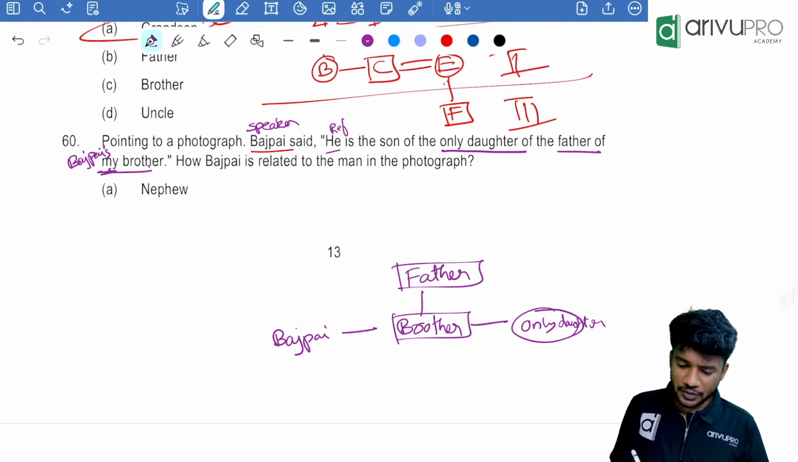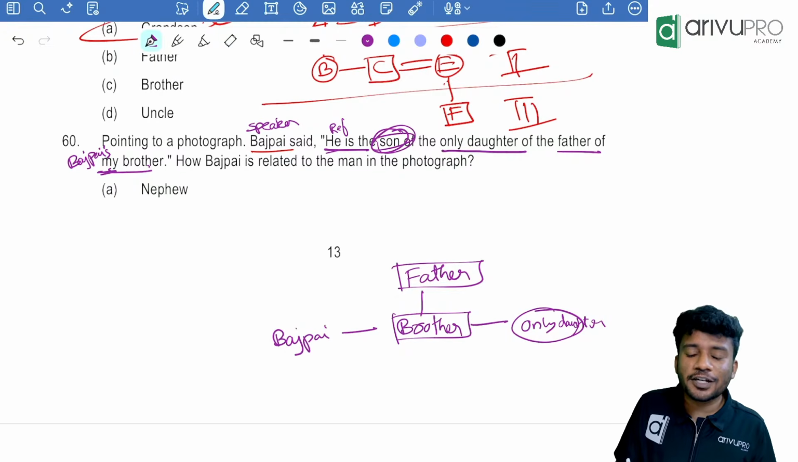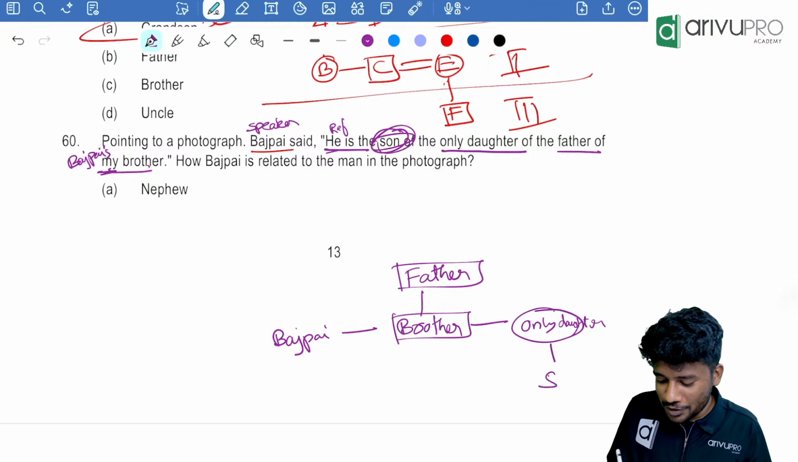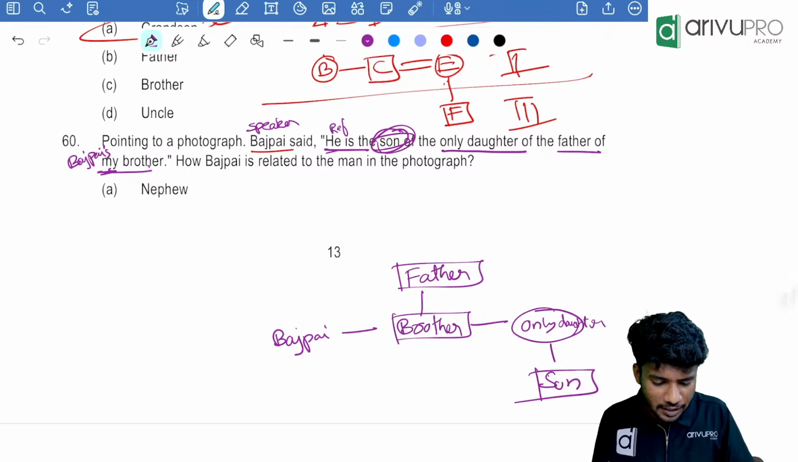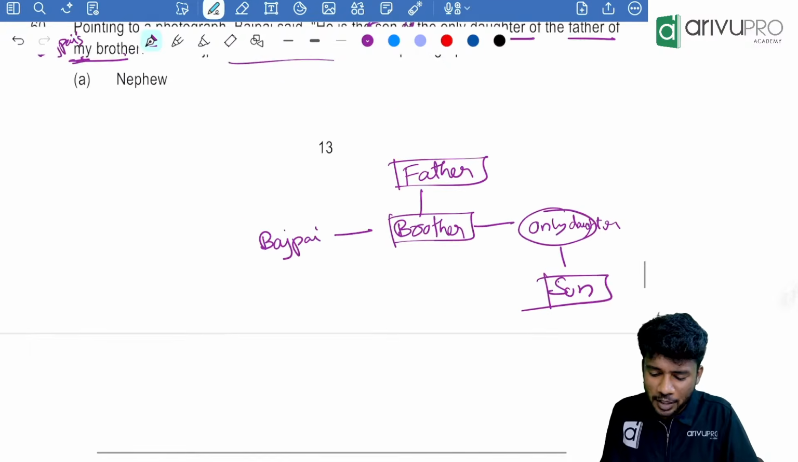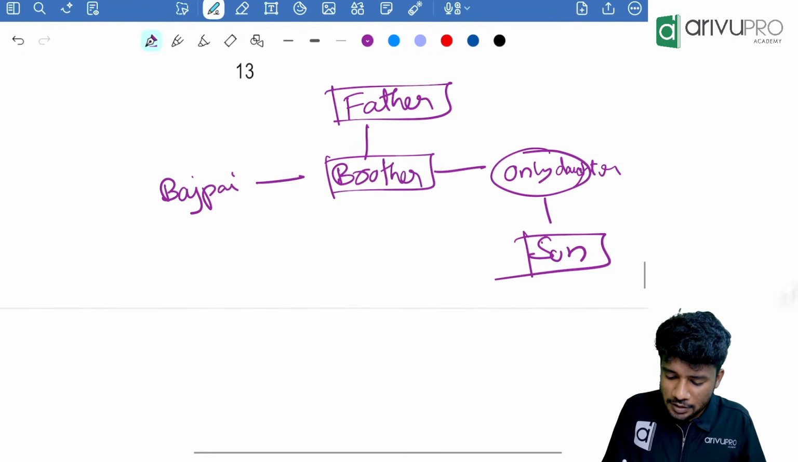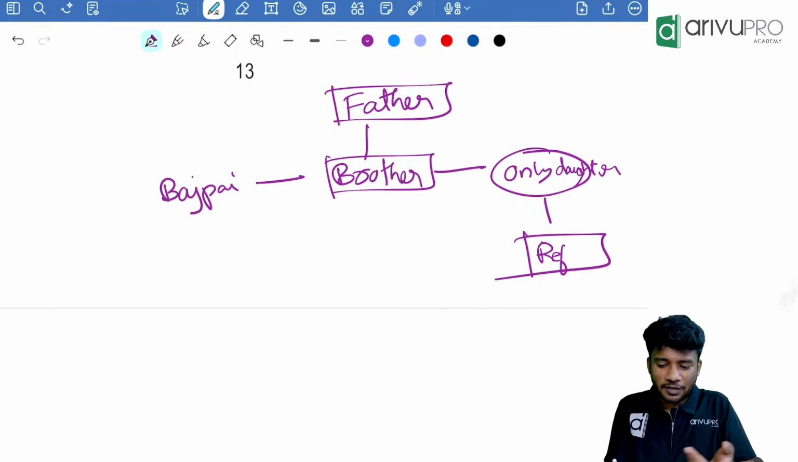Only daughter. Then what is told? The reference person is the son of the only daughter. Son of the only daughter means what? This only daughter should have what? A son. Okay. That is the case. Now looking at that, how Bajpai is related to the man in the photograph. Looking at that, the reference person is over here, right? The man in the photograph, how are they related?